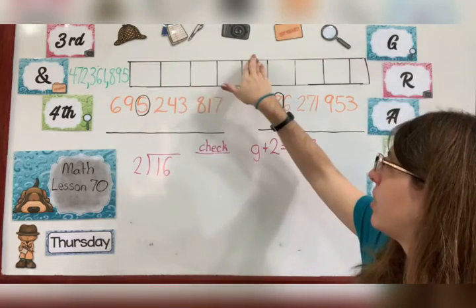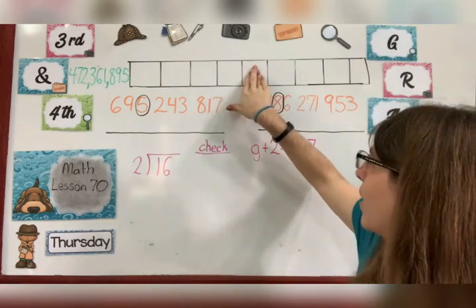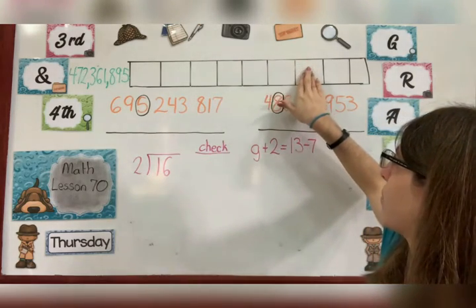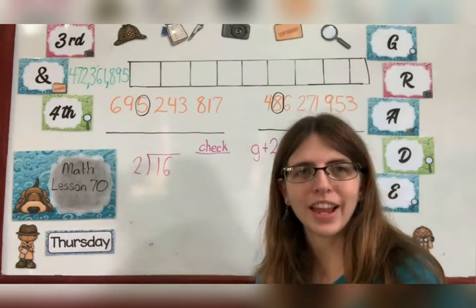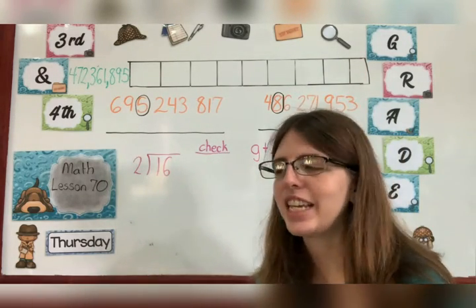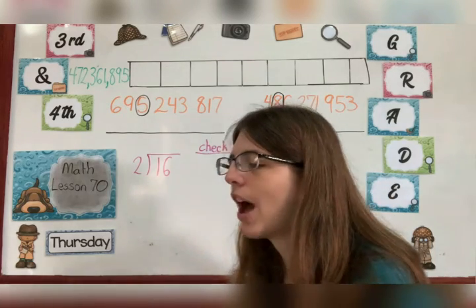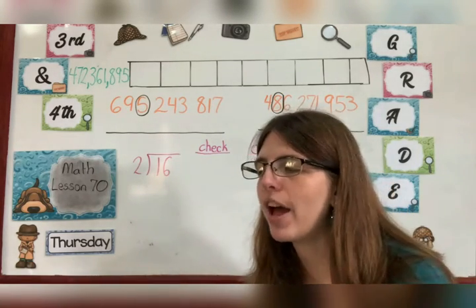Your book labels for you that this is the 100 millions place, the 10 millions place, the 1 millions place, 100,000s, 10,000s, thousands, hundreds, tens, ones. I want to write the correct digit in each box. So I'm going to write my numbers starting with the ones.